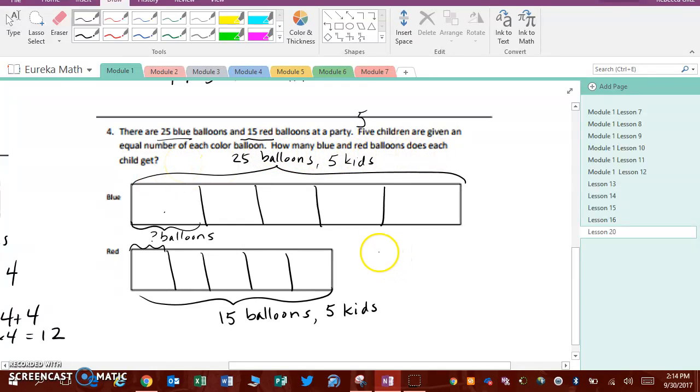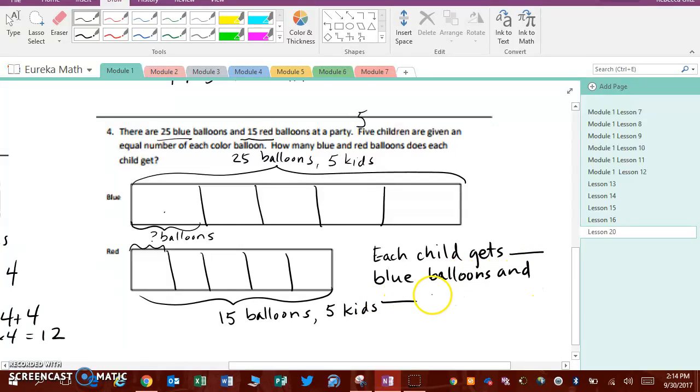So they're saying how many blue and red balloons does each child get? I'm going to write my answer sentence. Each child gets blank blue balloons and blank red balloons. Okay. Fair share method, here we go. Let's do blue this time.